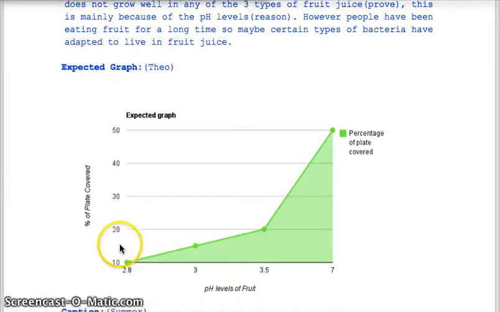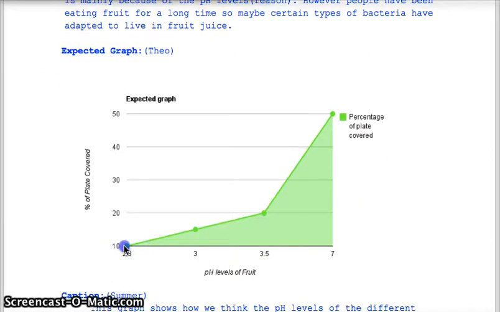All right, here's our expected graph. So it shows that the lower the pH level, the less bacteria growth, or percentage of the plate that will be covered. 2.8 is pomegranate, 3 is blueberry, and 3.5 is orange, and then 7 is water.